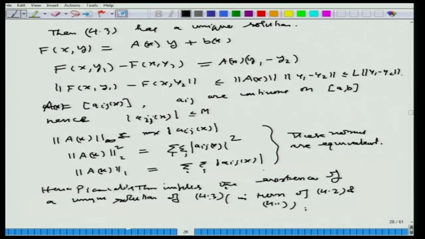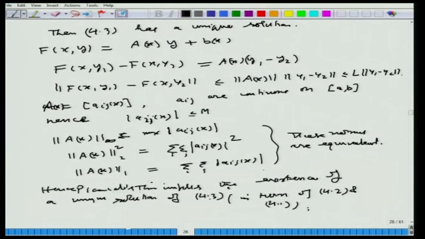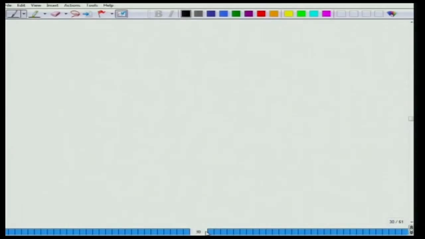We need to verify only that the coefficients are continuous functions, and the right hand side non-homogeneous function is continuous on the given interval, and we will have the existence of the initial value solution starting at any point lying in the interval. So, next we have these functions. Let us consider n functions phi 1 x, phi 2 x and so on, and phi n x.